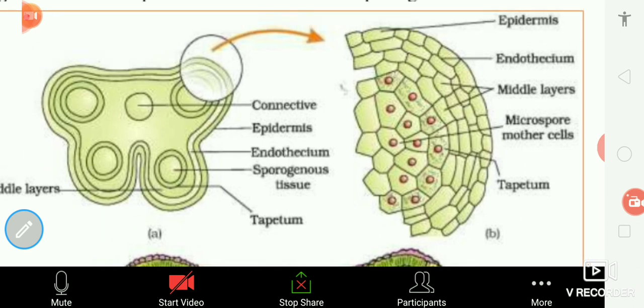So the tapetum cells are the innermost layer. Tapetum cells give nourishment. They have dense cytoplasm and are multinucleated. Tapetum cells are in a polyploid condition. For example, the microsporangium or pollen sac is diploid, the epidermis is diploid, the endothecium is diploid, the middle layer is diploid, but the tapetum cells are polyploid.